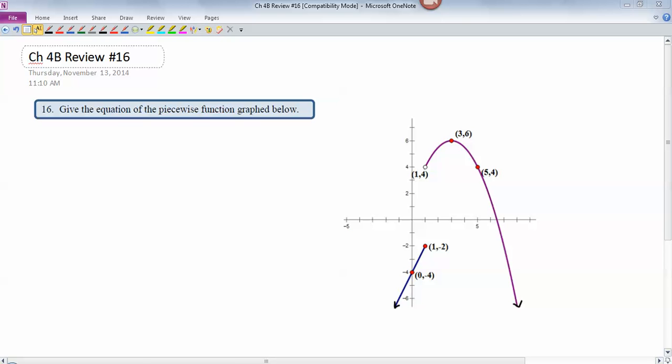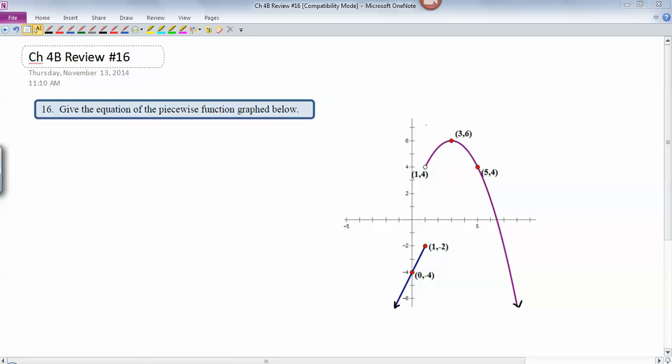Okay, so this video is for Chapter 4B, the last problem on the review packet. This one is a piecewise function where I gave you the graph and you have to try to come up with the equation. In my mind, this is actually easier than when you have to graph one. So really, there are two chunks to it.